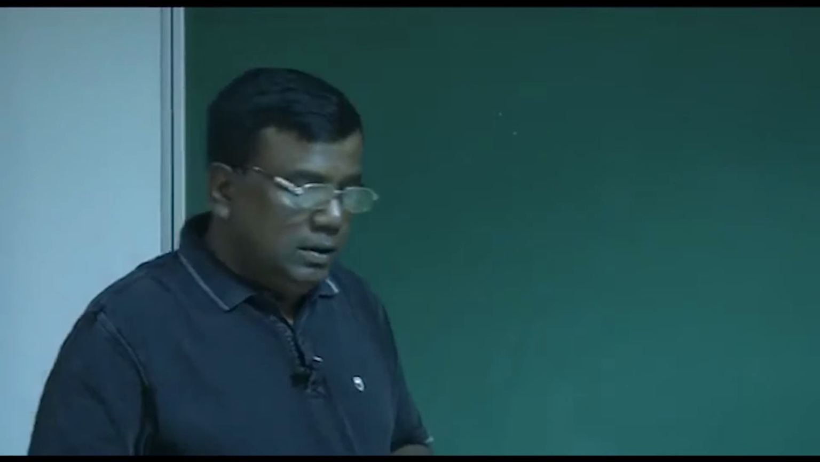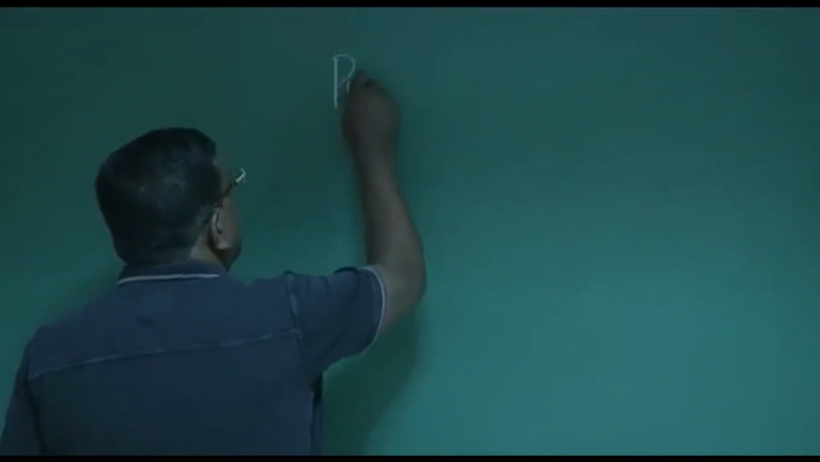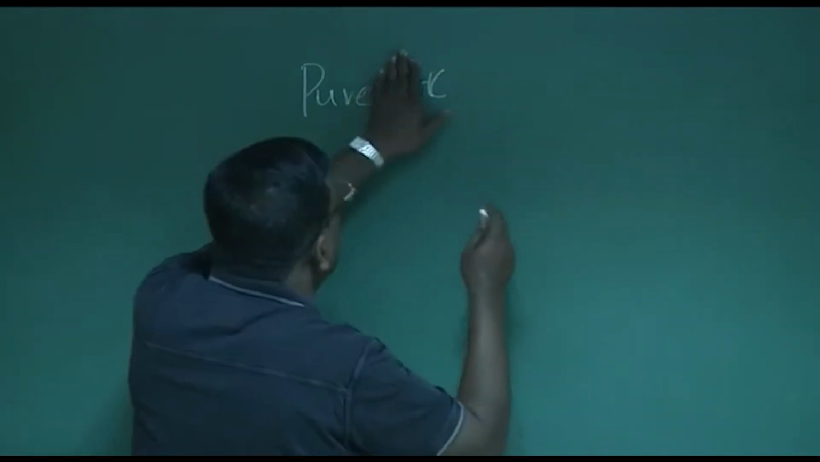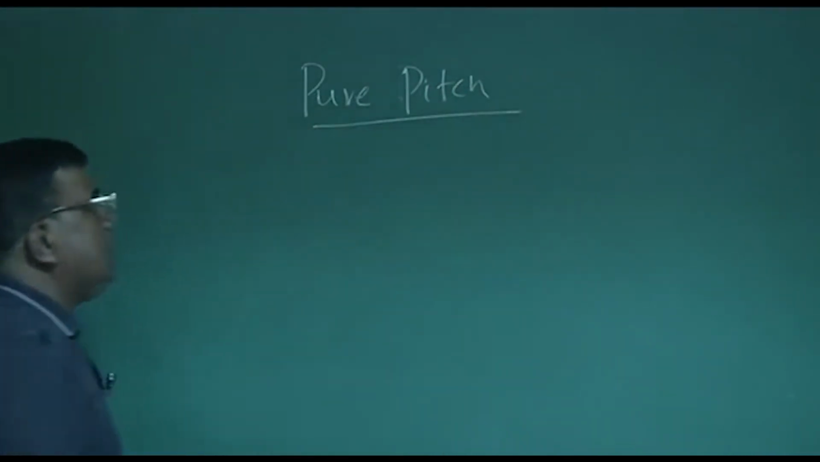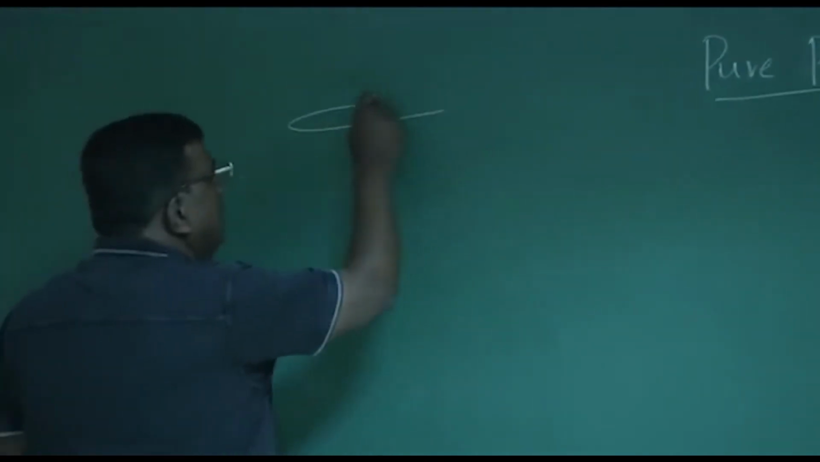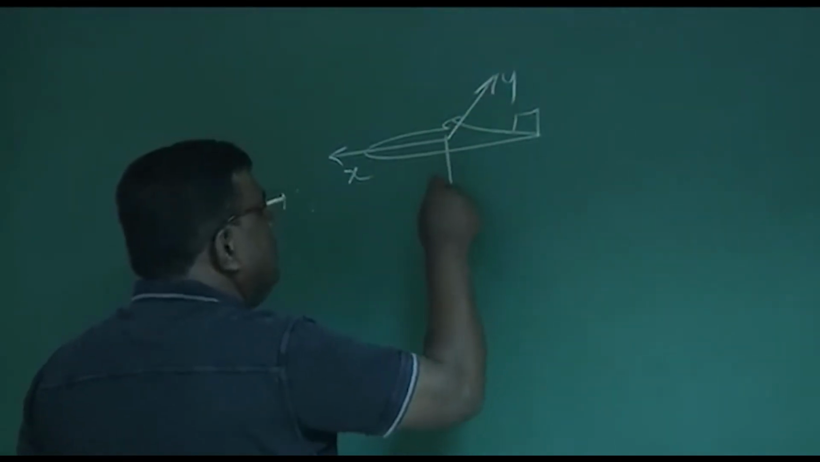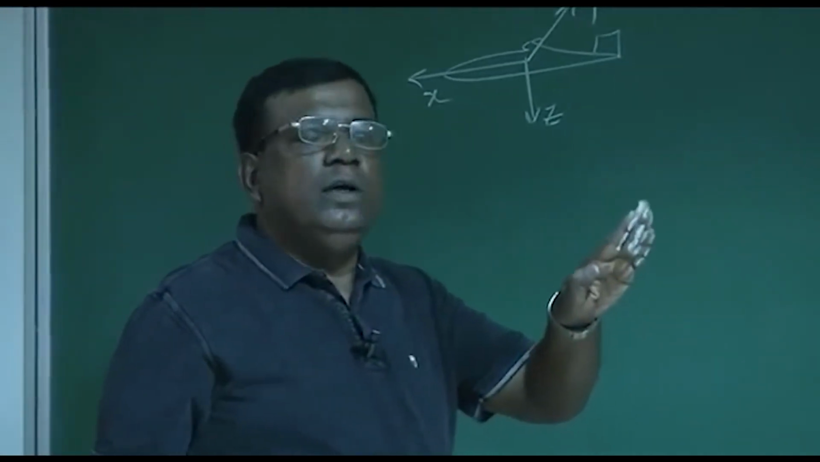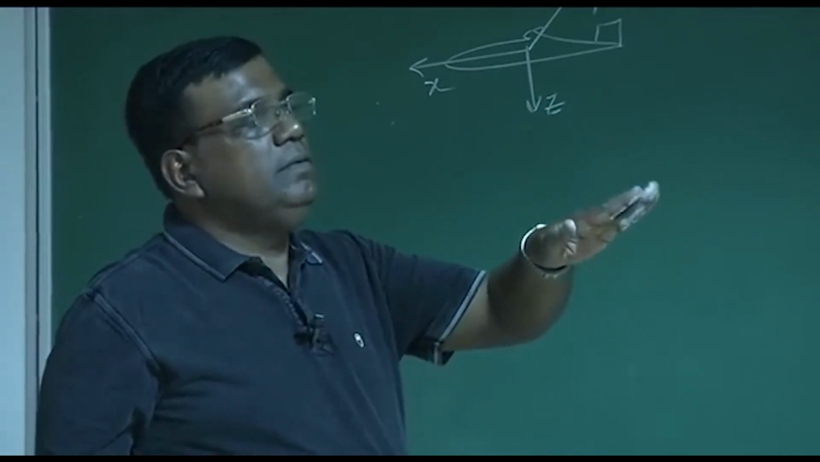So we'll take a pure pitch case. Pitching motion, you know, is about the y-axis, right? So pure pitch. And pitch, you understand, is basically about, this is the x, this is the y, this is the z. Pure pitch is about the y-axis, and it's positive pitch if the nose is going up, negative pitch going down like this. So it has a pitch rate q, positive, q negative.